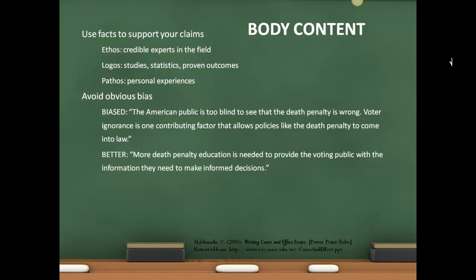So being a little bit more objective can entice the reader, or at least keep them from becoming immediately hostile to you. So a better sentence might be, more death penalty education is needed to provide the voting public with the information to make informed decisions. Okay, so think about bias as you are writing.